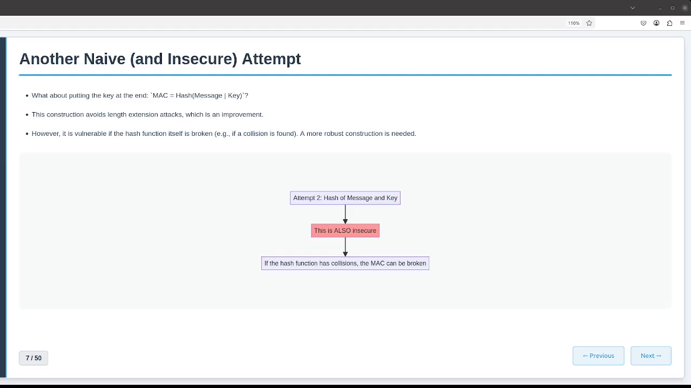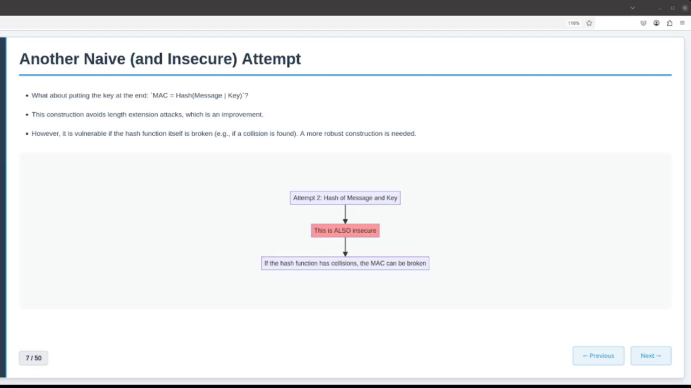This construction is not vulnerable to the length extension attack, which is an improvement. However, it has a different potential weakness. If the underlying hash function ever has a collision found, that is, two different inputs, M1 and M2, that produce the same hash, then this MAC scheme is broken.